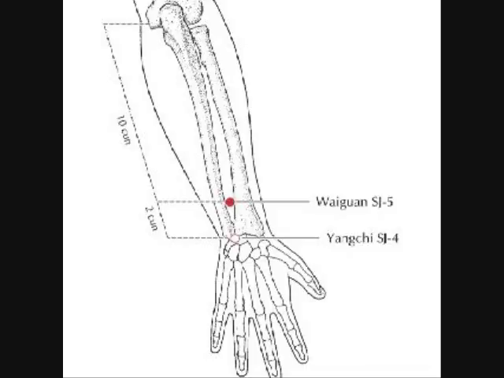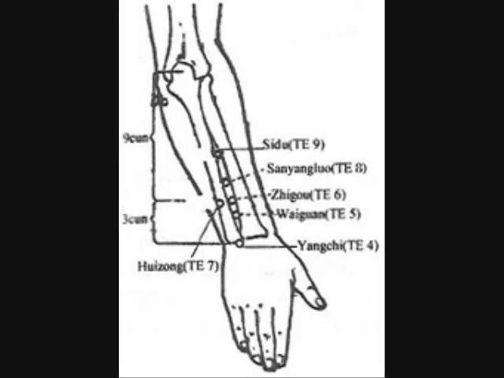Sanjiao 5. 2 tsun above Sanjiao 4 between the radius and the ulna. Sanjiao 6. 3 tsun above Sanjiao 4 between the radius and the ulna on the lateral side of M. extensor digitorum.